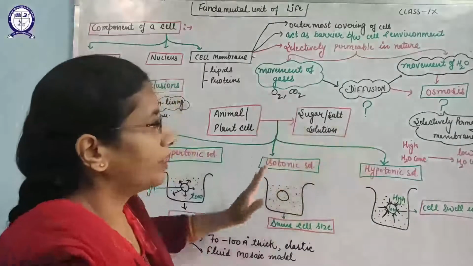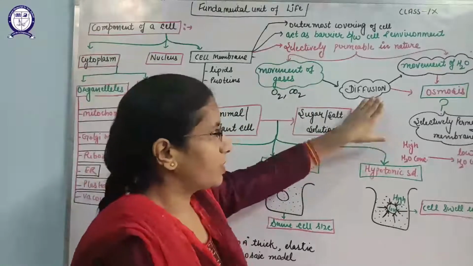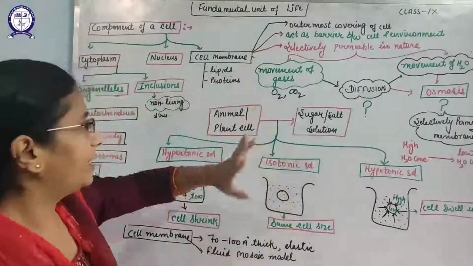So now we will discuss one by one. The osmosis is a special type of diffusion. You can take an example.